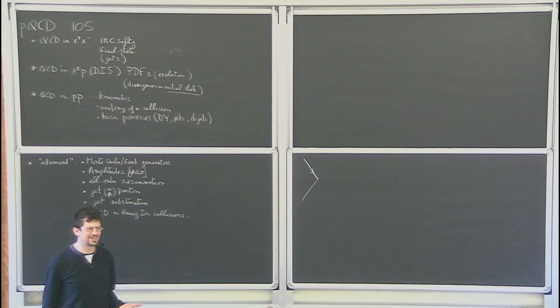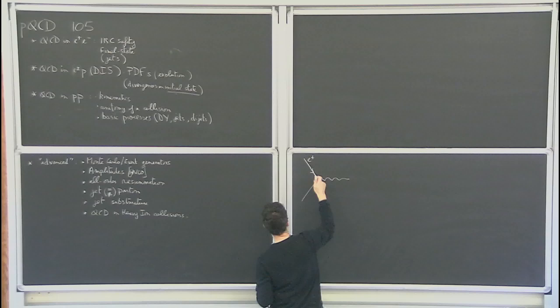Drell-Yan? Drell-Yan is actually this, but the opposite way around. So you do an e+ e-, in this case, let me act on this. Say e+ e- going to a photon, going to q q-bar.